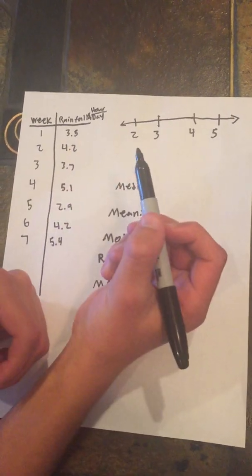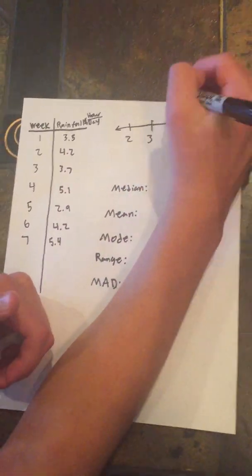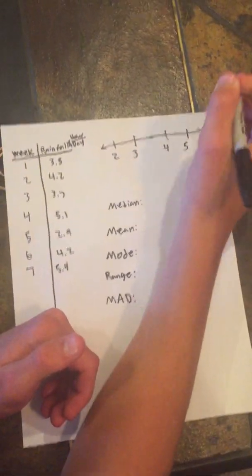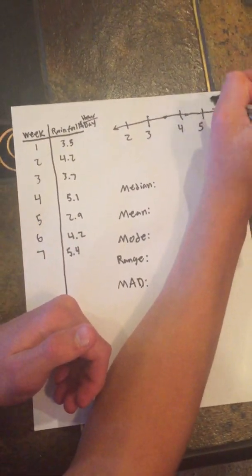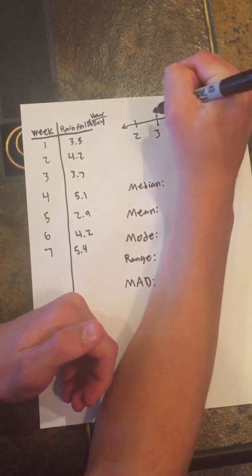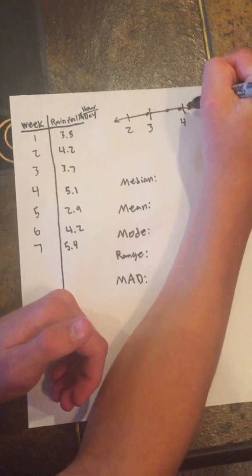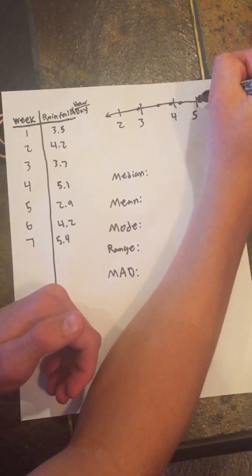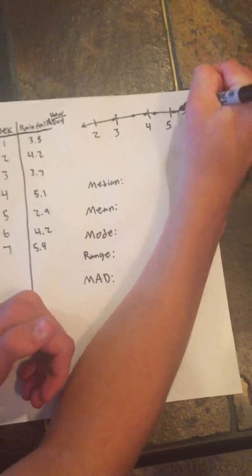So just like the previous video, first we're going to plot these on a graph. The first is 3.5, so it'll go in the middle of 3 and 4. 4.2 goes about right here, 3.7 right here, 5.1 right here, 2.9 right here, 4.2 about right here, and 5.4 a little bit more right there.